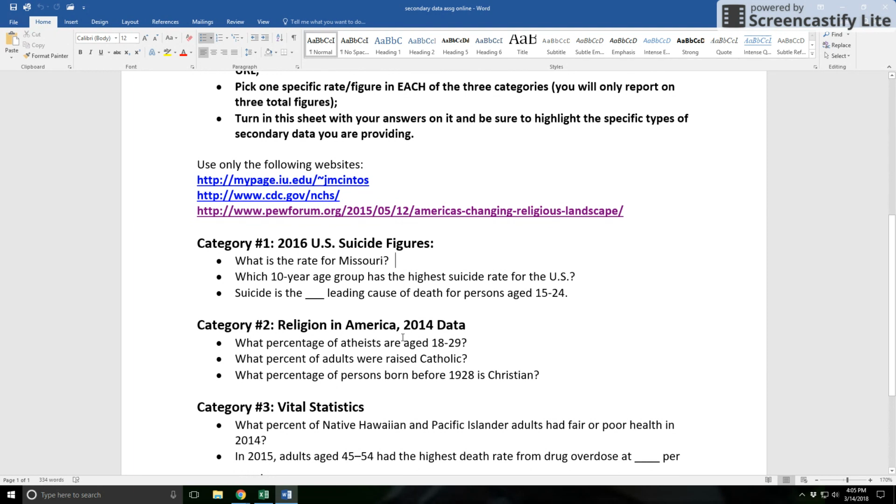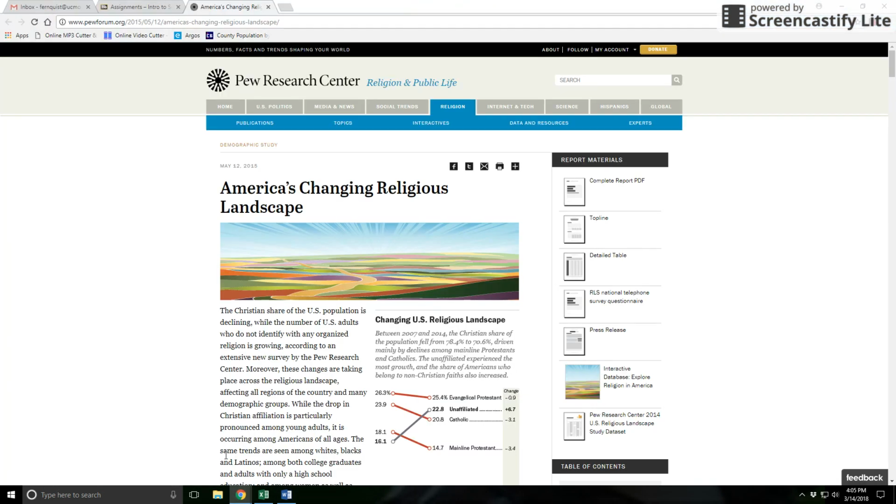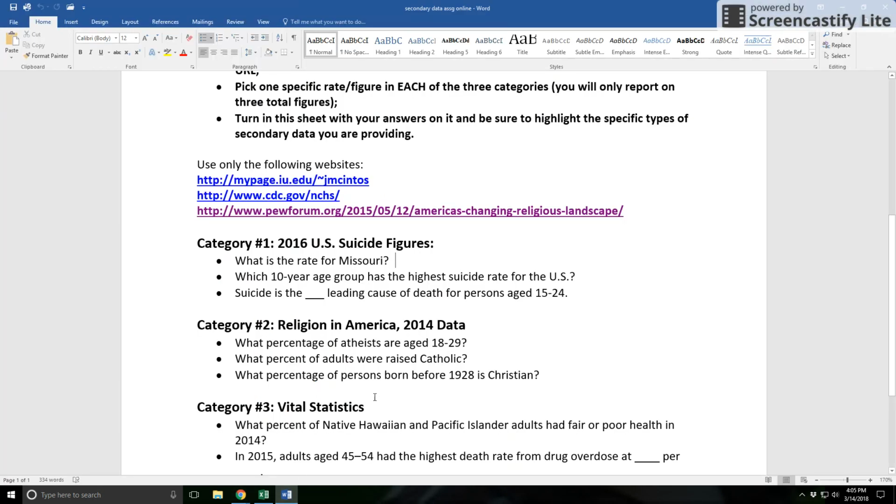So here are 3 questions. Well, you need to find one of those. How do you do that? You have to do some digging. Look at tables, at the report. You can search. So somewhere in this website, somewhere in these web pages, is information dealing with atheists by age, percent Catholic, adults raised Catholic, and etc.